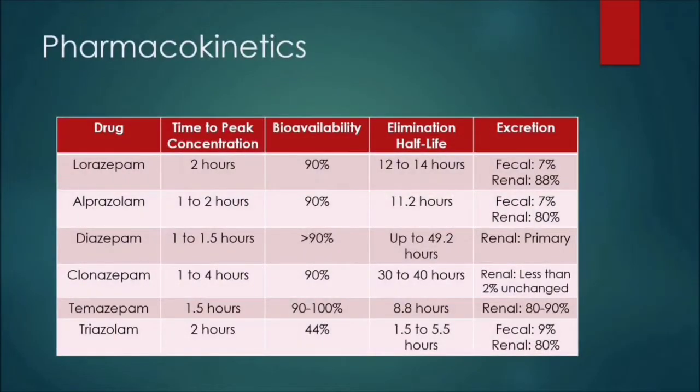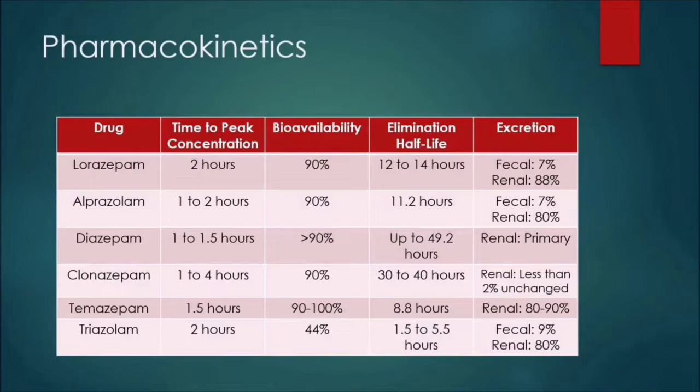The pharmacokinetics of six different benzodiazepines we will cover are lorazepam, alprazolam, diazepam, clonazepam, temazepam, as well as triazolam. We'll take a look at the time to peak concentration, bioavailability, elimination half-life, and excretion in lorazepam. The time to peak concentration is 2 hours, the bioavailability is 90%, the elimination half-life is 12 to 14 hours, the excretion is fecal 7% and renal 88%.